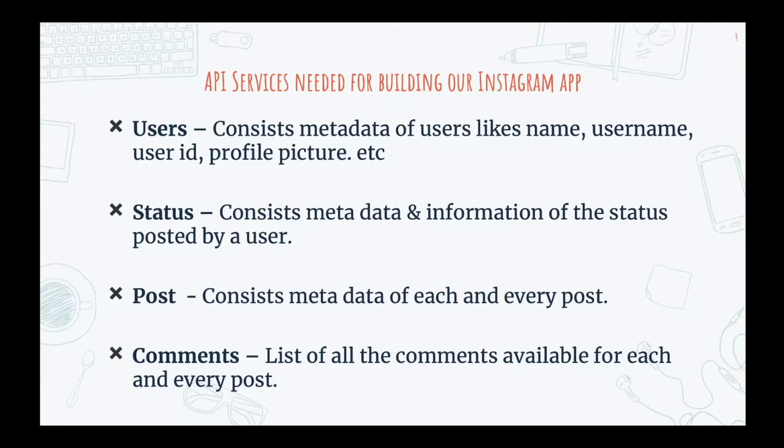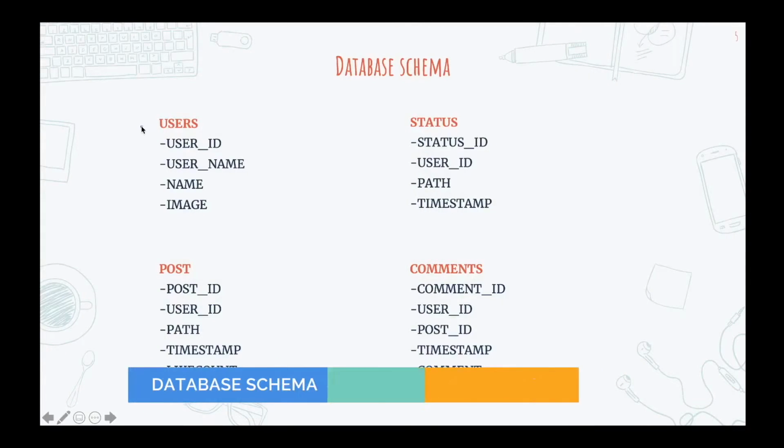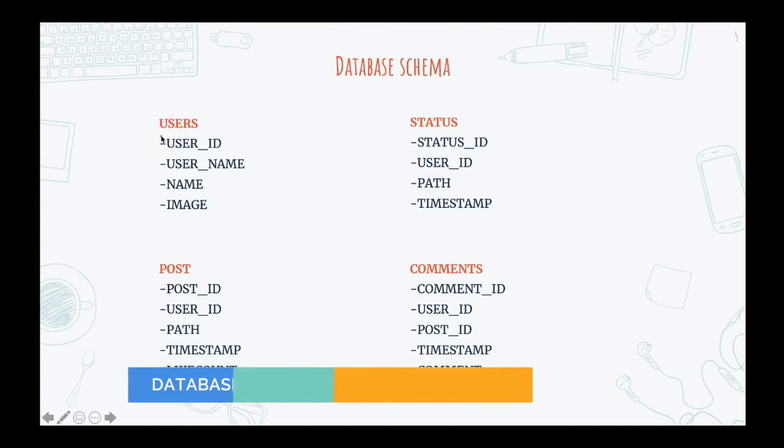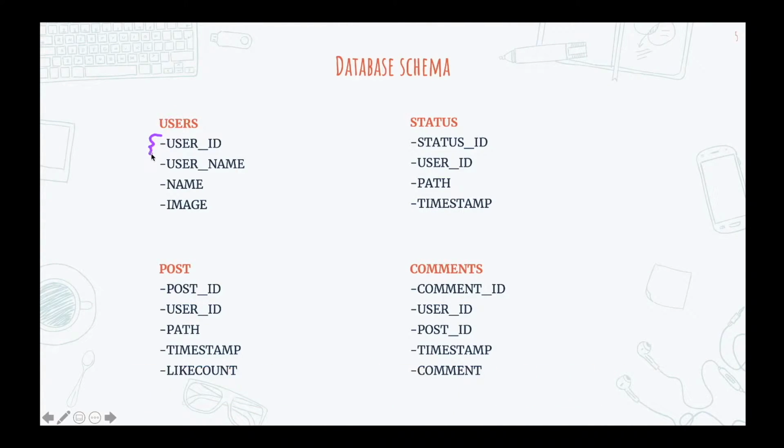Now let's discuss the schema by which we will be designing our tables. So the user table that we will be creating will consist of 4 attributes. Number 1, the user ID for uniquely identifying a user. Next is a username which we use for the Instagram app. The name of the user which will store the actual name of a particular user, and then the profile image which will store the image of a user. So this will be the first table that we will be creating for storing the metadata of the user.